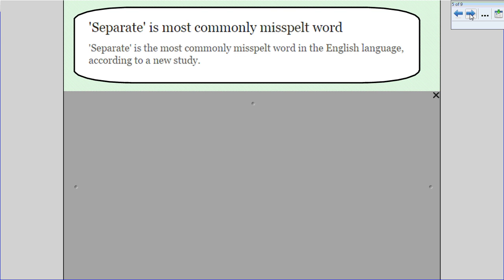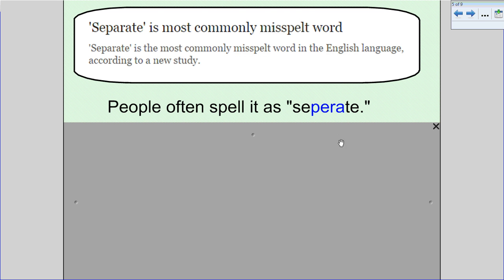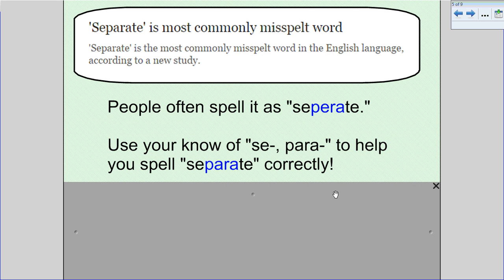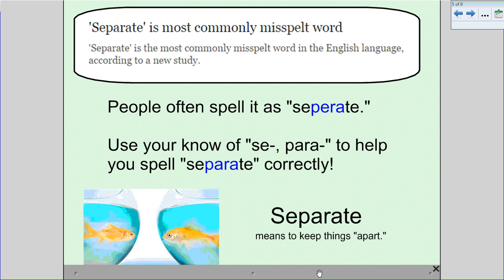And finally, the word separate. Did you know that separate is the most commonly misspelled word in the English language? That's because most people often spell separate as S-E-P-E-R-A-T-E. Now, we know that se para means apart, aside. So using our knowledge of se para, we know that you are going to correctly spell separate, S-E-P-A-R-A-T-E. Also, we know that when you separate, you are keeping things apart from one another.